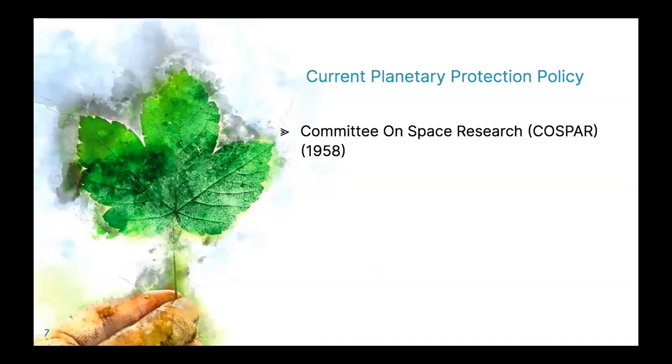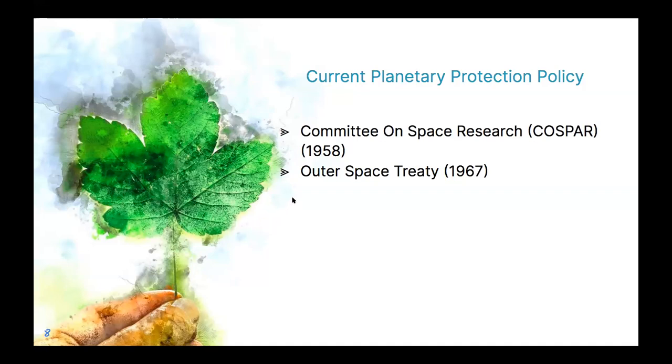So it sort of began in 1958, when what is known today as the International Science Council founded the Committee on Space Research, or COSPAR, with the goal of having a group that can provide guidelines to those researching space. Then in 1967, the United Nations created the Outer Space Treaty with the goal of promoting peace in space. And this is the only international and legally binding agreement that has any mention of planetary protection policy.